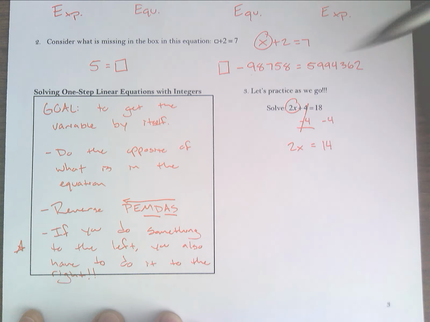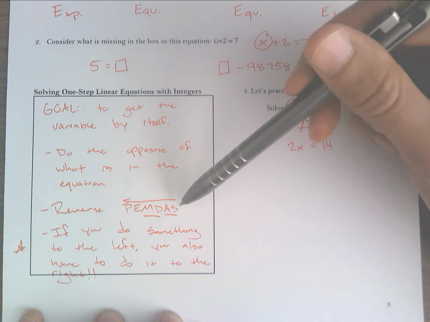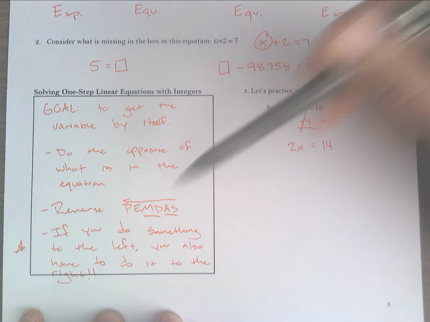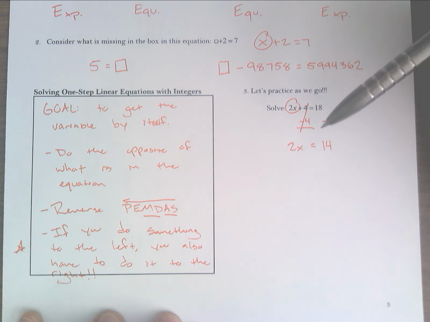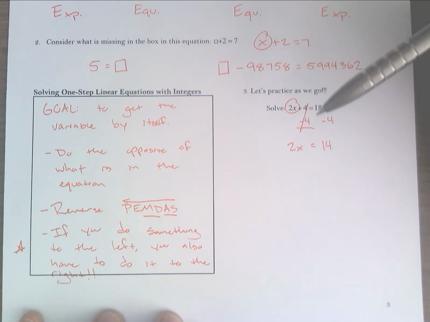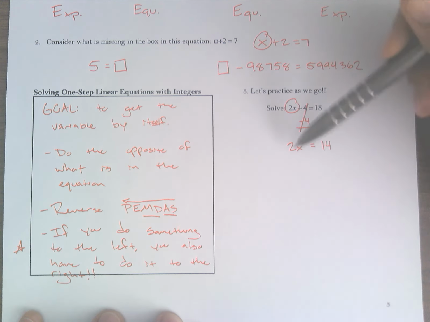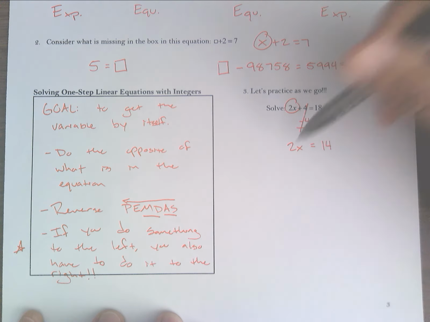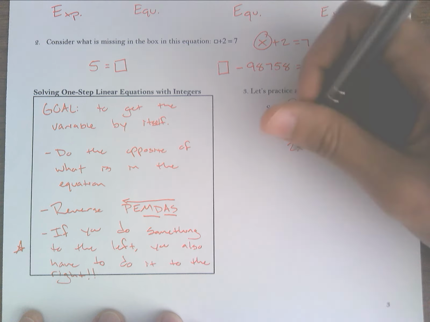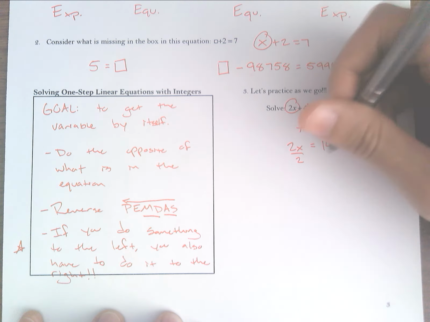Next up, I don't see that we have any more addition or subtraction, so now we can take a look at multiplication and division. Do we have any multiplication or division here? I see that we have 2x. Remember, anytime you have a number times a variable, there's multiplication happening in between there. We have 2 times x. So in order to get rid of 2 times x, or multiplication, we have to divide by 2.